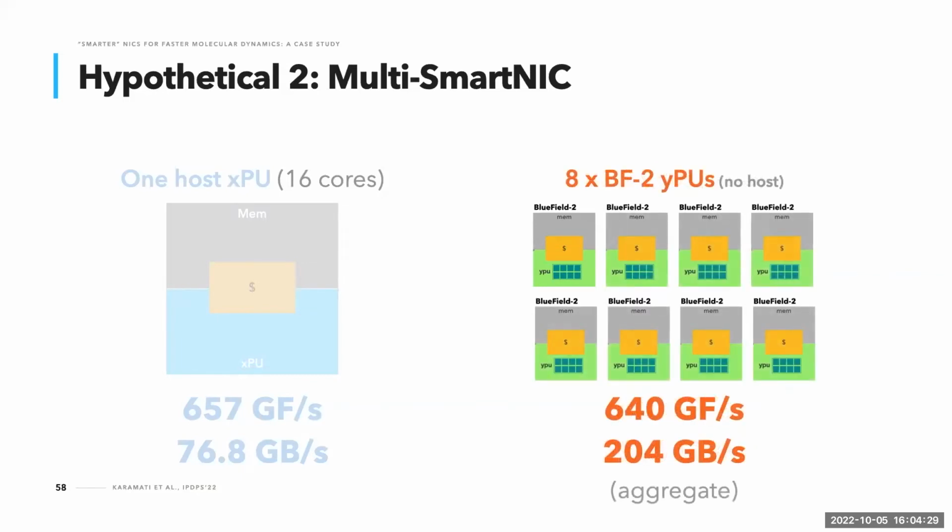But if we put 8 BlueFields together, we can approximately match the host on aggregate peak, as you can see in this figure. Moreover, the aggregate bandwidth is much larger (204 gigabytes per second versus 76.8 gigabytes per second).